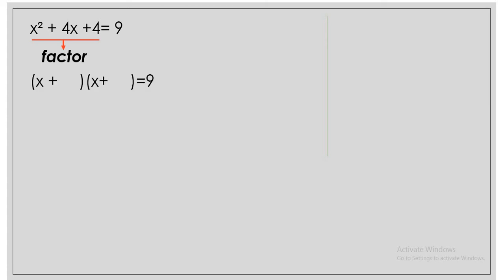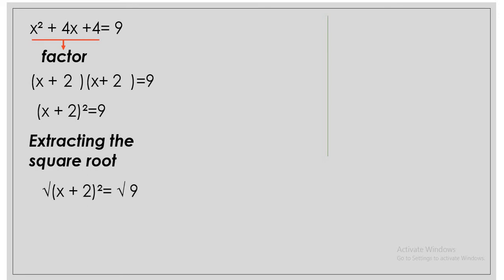So quantity x plus 2, quantity x plus 2 is equal to 9. The important thing here is you should have same numbers, since we are coming from a perfect trinomial. So let's square it: quantity x plus 2 squared is equal to 9. Then the next step is to apply extracting the square root. Put square root on both sides and cancel the square. So you will have x plus 2 is equal to square root of 9.